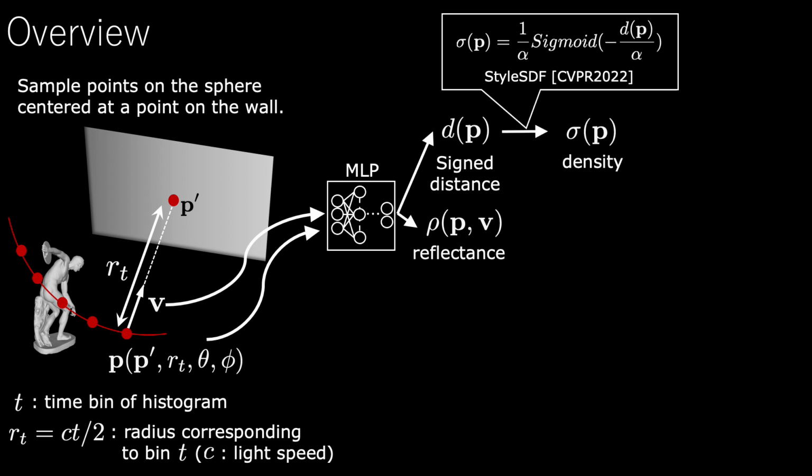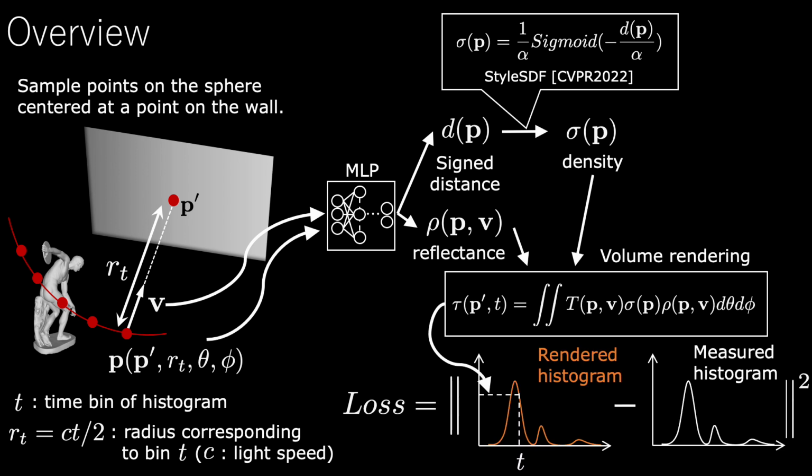The signed distance is converted to density for volume rendering. We use the efficient conversion proposed in StyleSDF. By taking the sum of the reflected components on the sphere, we can render the value of the histogram, which is then used for computing a training loss.